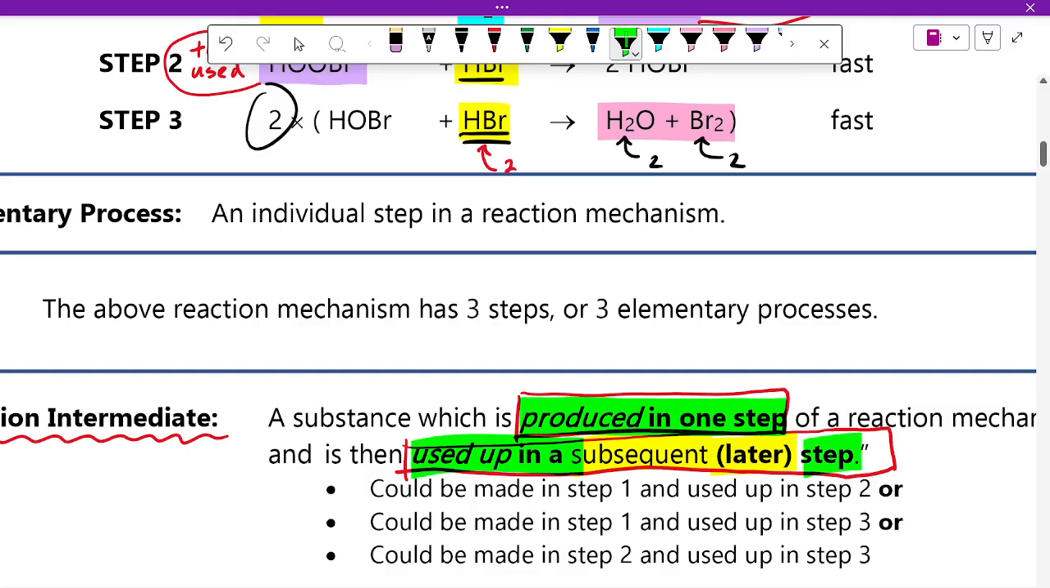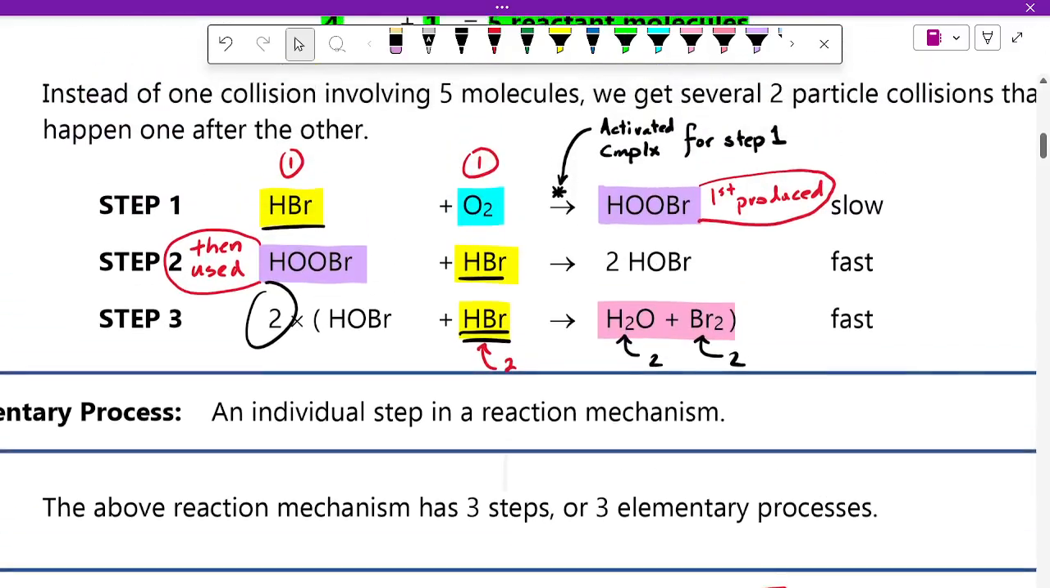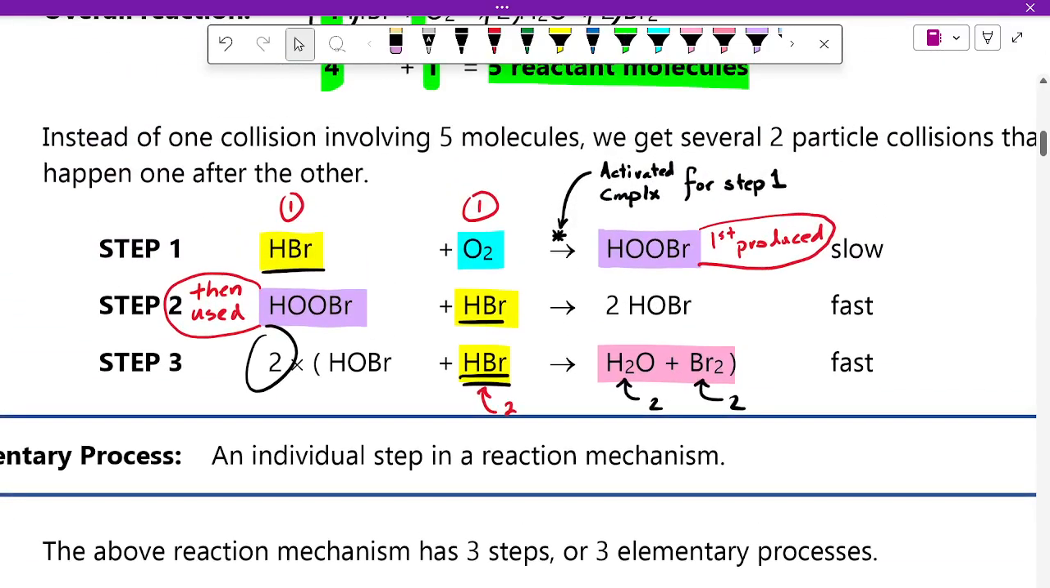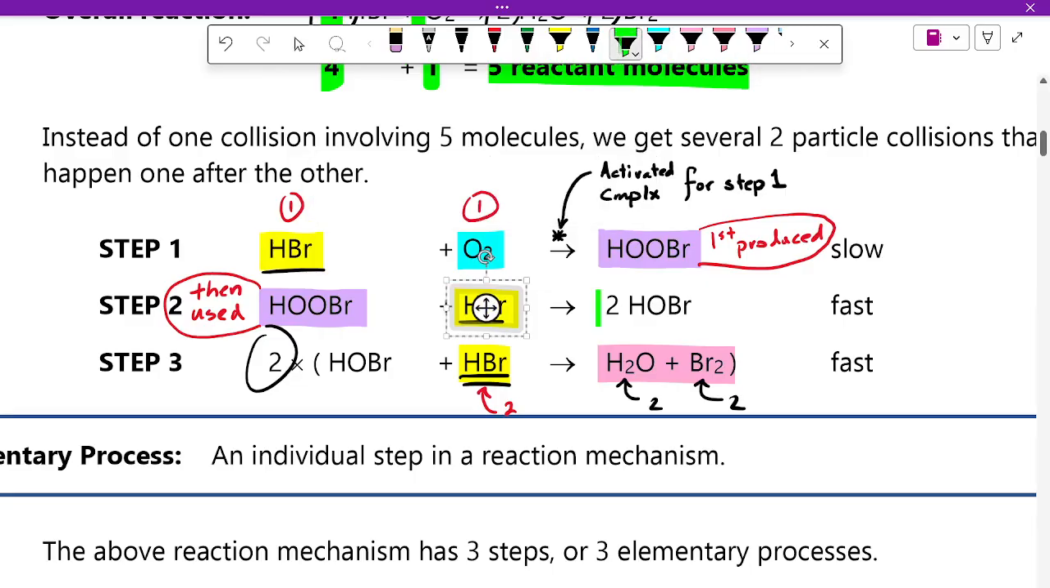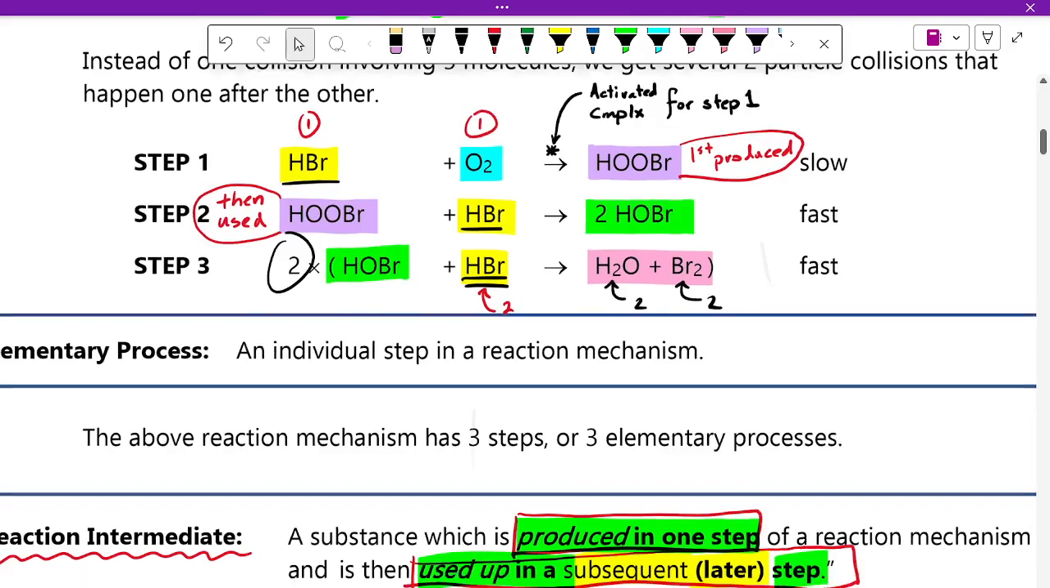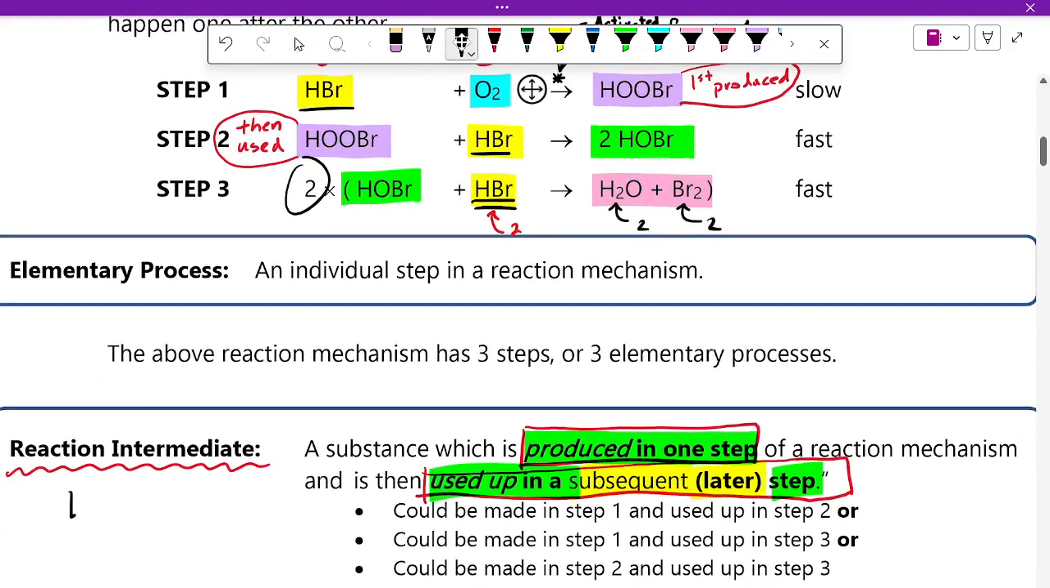So it could be made in step 1 and used in step 2. Or it could be made in step 1 and used up in step 3. Okay, it doesn't matter. It could be made in step 2 and used up in step 3, whatever. Do we have any other reaction intermediates in our reaction mechanism, which is what these steps are called? We have Haber. Yes. Okay, Haber is another reaction intermediate. So our two reaction intermediates, for example, are the Huber and the Haber.